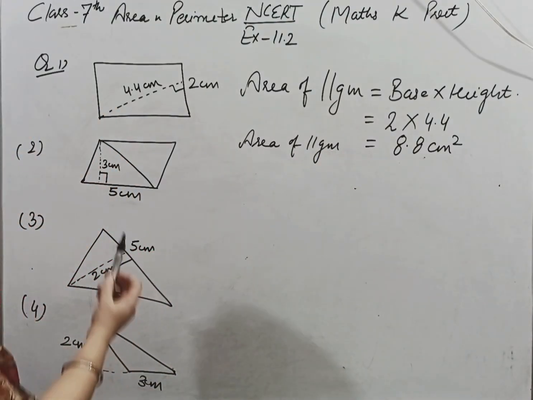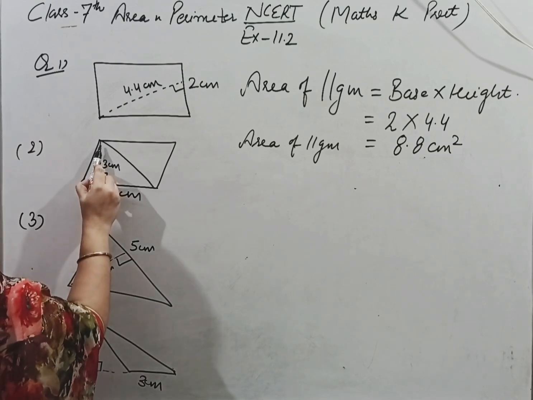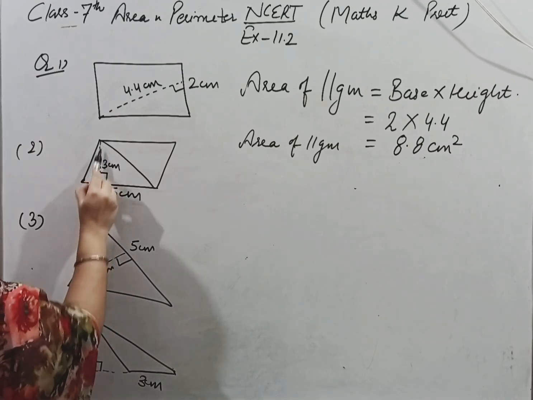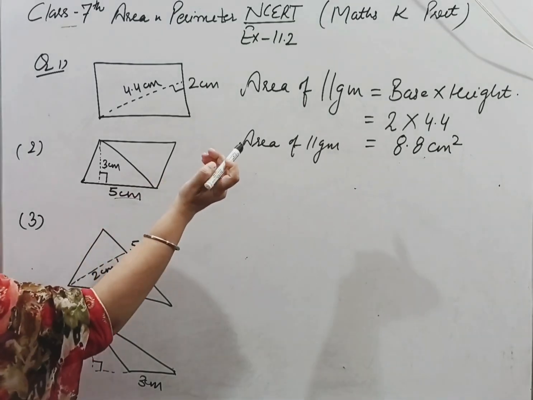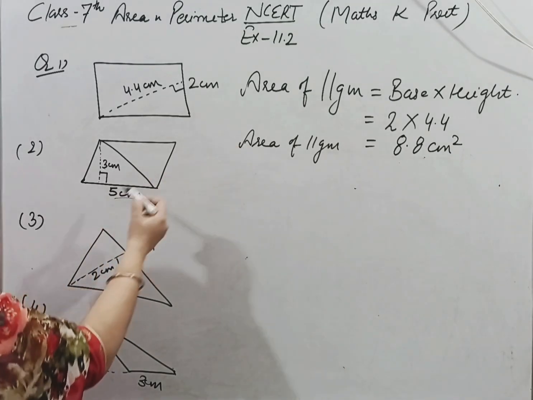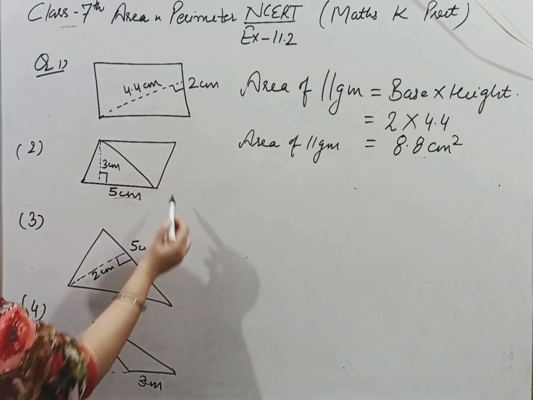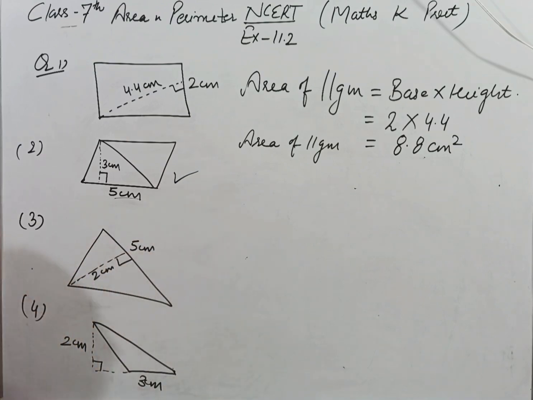Similarly, this is the second figure. Here this altitude is given 3 centimeter and the base related to this altitude is 5 centimeter. So we can put the values here as base into height, 5 into 3, 15 centimeter square will be the answer. Now let's move to the area of triangle.